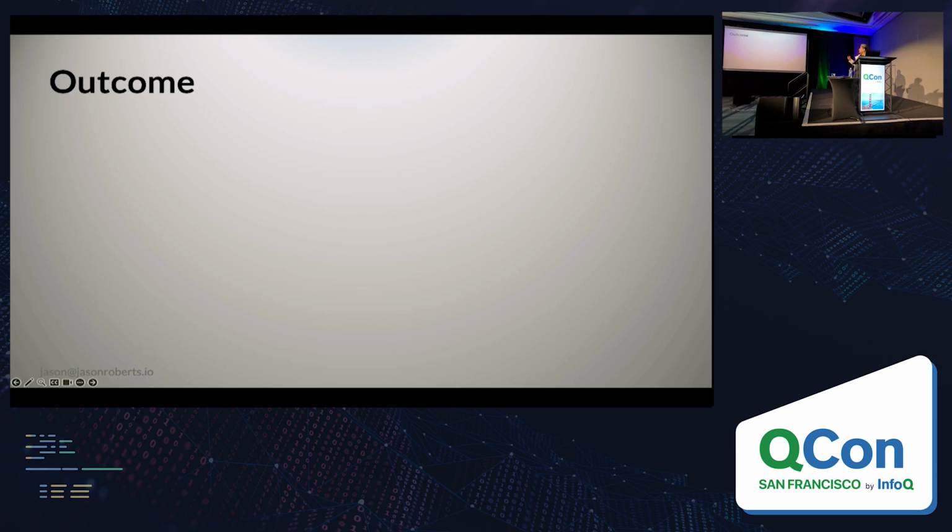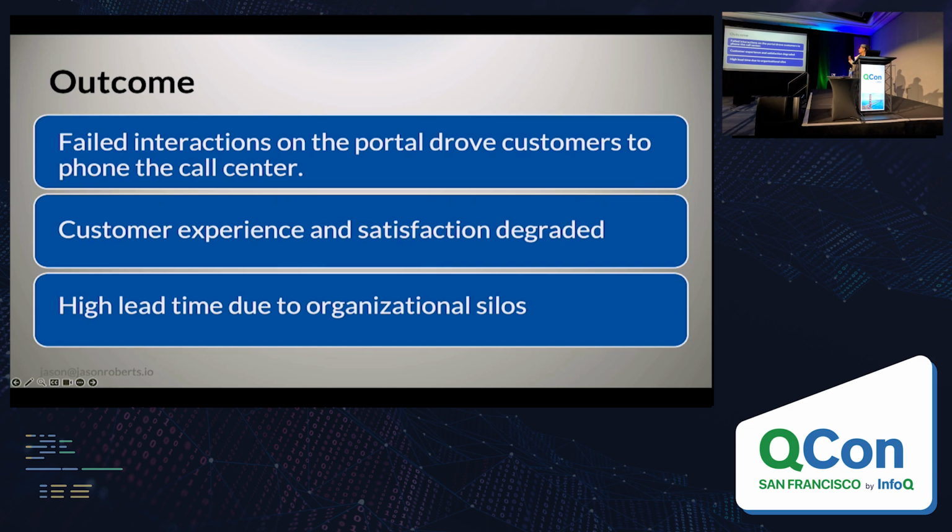So while the unified web portal 1.0 achieved some of what it had set out to, the way it was architected resulted in failed interruptions to the portal, and this increased the call center volumes. The customer experience and satisfaction were degraded as a result of that. And in case of failures or even to release new features, there was a high lead time required due to organizational silos.